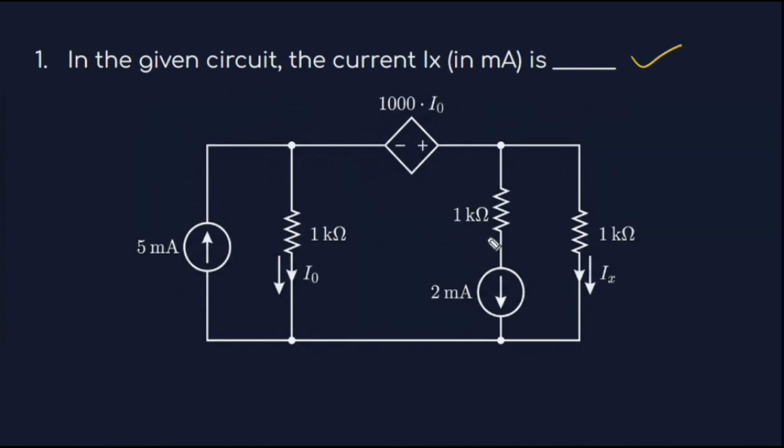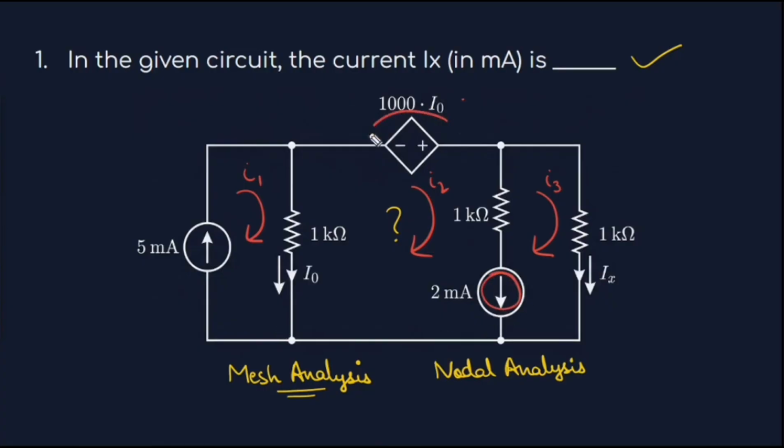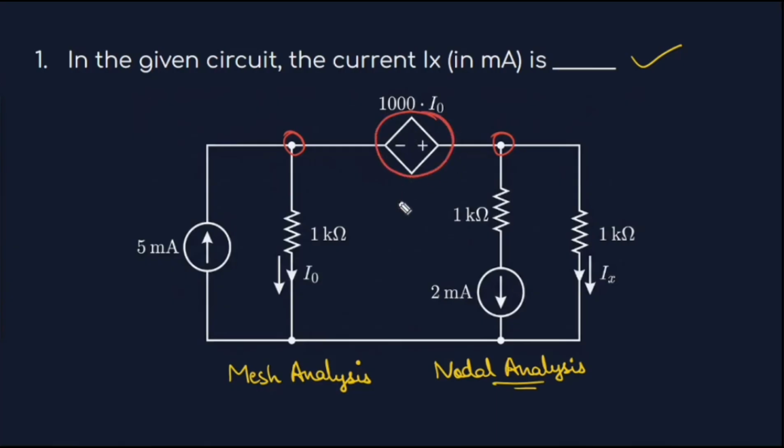Before solving any circuit, develop this habit from day one. Don't start writing equations immediately. First decide which analysis method is easier. This circuit can be solved using both mesh analysis and nodal analysis. If we choose mesh analysis, we'll have to introduce mesh currents, form the supermesh, and express the dependent source in terms of a branch current. Instead, the circuit naturally has two unknown nodes connected by a dependent voltage source, which forms a supernode. So, nodal analysis gives us a more direct solution.